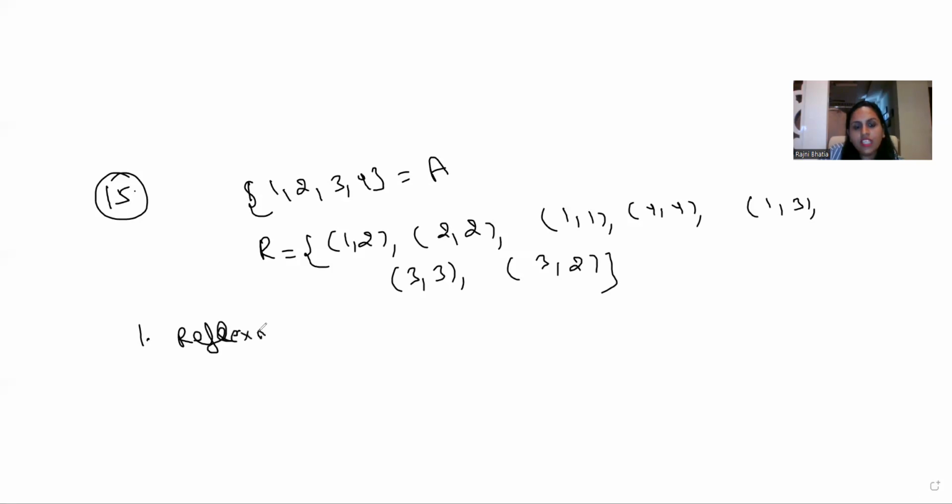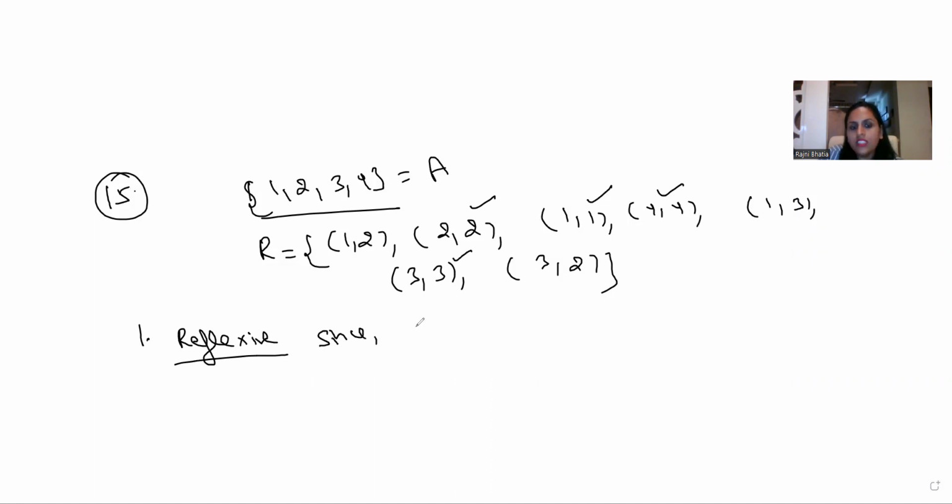So the reflexive says that all the elements which are there in A, their doublets should also be present in the relation. All the elements which are present in A, their doublets should also be present in R. 1, 2, 3, 4. We need to check 1, 1, 2, 2, 3, 3, 4, 4. They are all present in R. So we can say that this relation is reflexive.